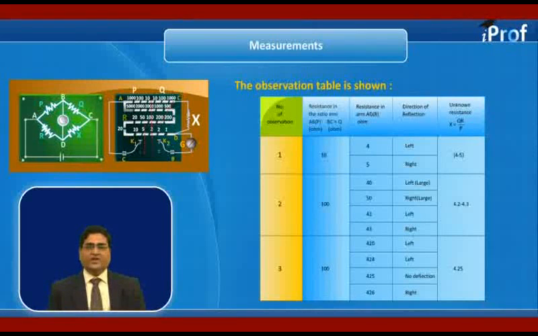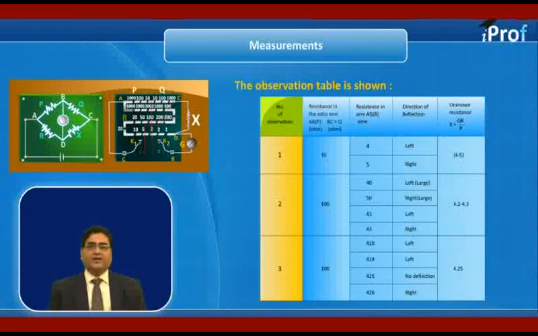First observation, 10, 10, 4 left, 5 right. So X lies between 4 to 5. Second observation, P 100, Q 10, R 40, deflection is left, large. R is 50, deflection is towards right, large. R is 42, deflection is left. R is 43, deflection is right. X lies between 4.2 to 4.3.